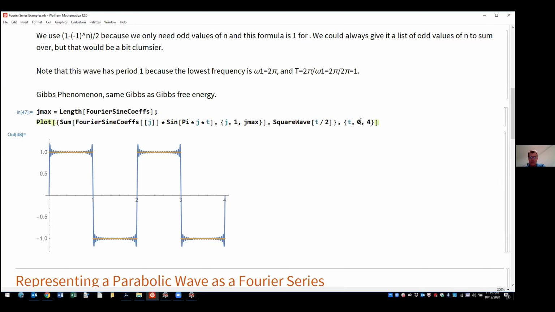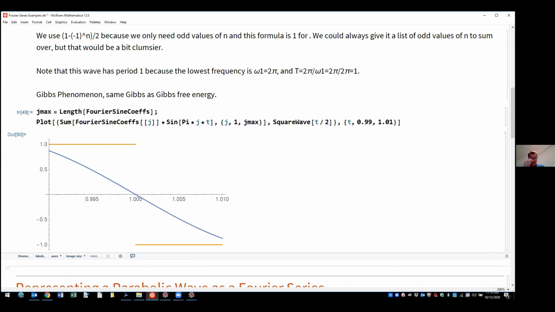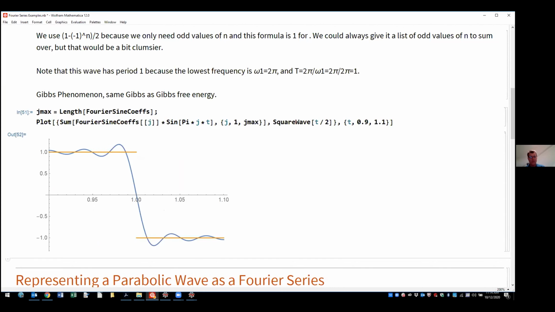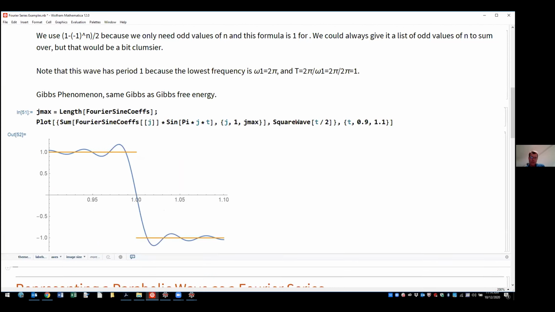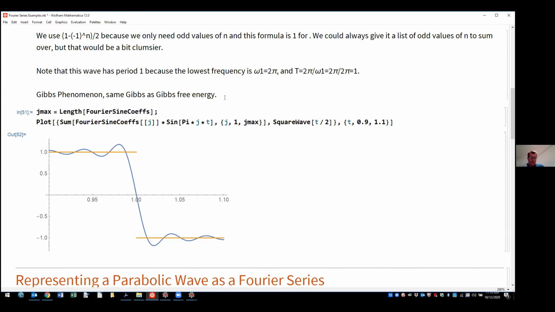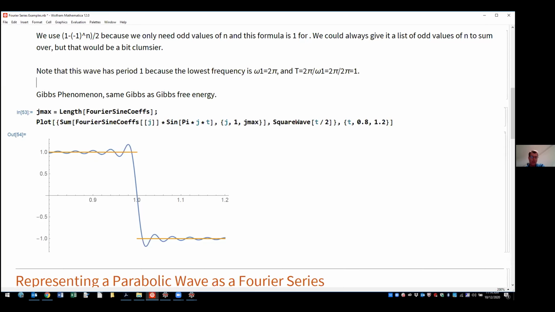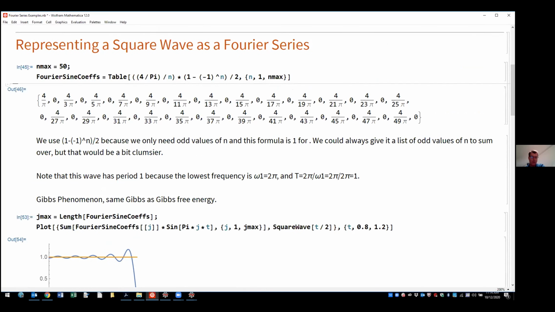But let's zoom in a little bit more. Let's just look at the plot from 0.99 to 1.01. Okay, that's too narrow of a range. It's not quite what I expected. Okay. Now let's look and see what happens if I go out to 100.